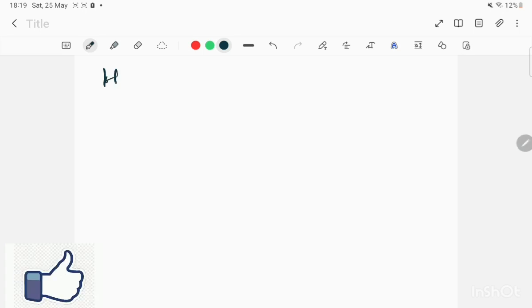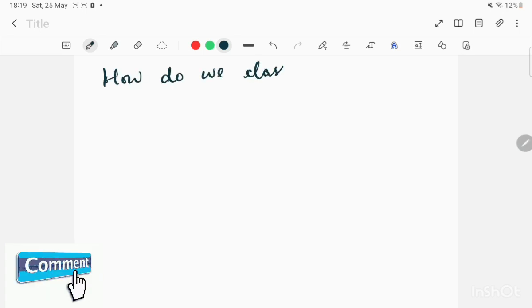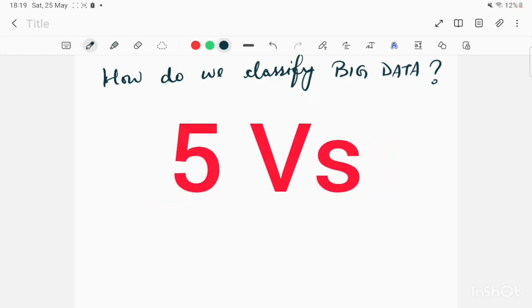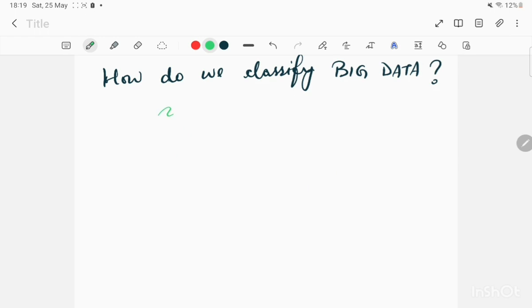How do we classify big data? Classification of big data is done on the concept of 5 V's. What are the 5 V's?